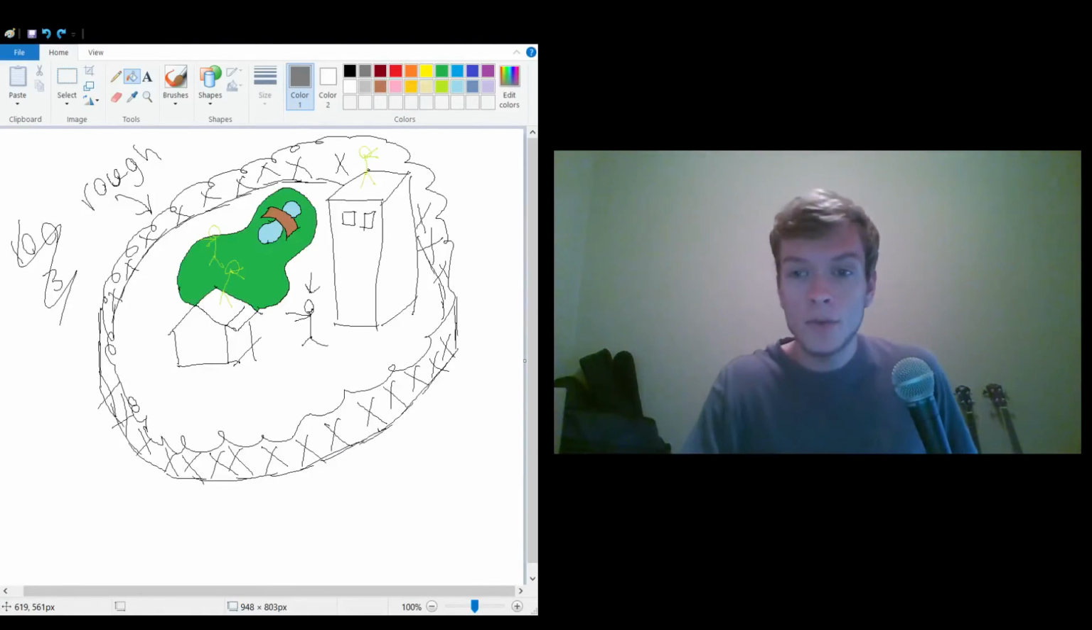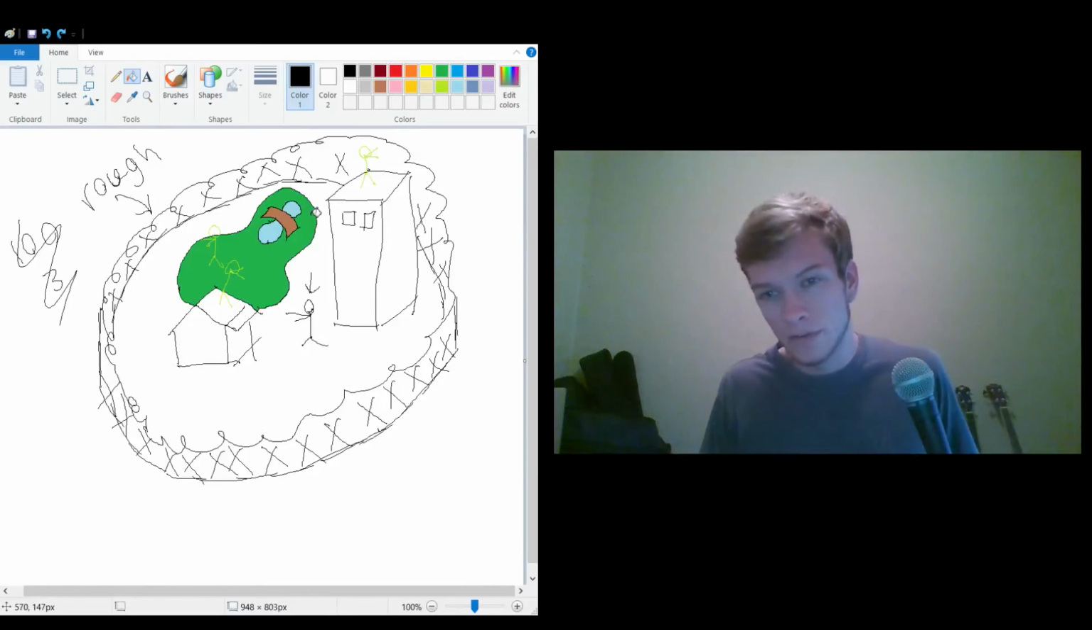So I think we have a complete picture here. It's not very detailed, but I think it gets the point across. We have an affected area surrounded by a rough fence.